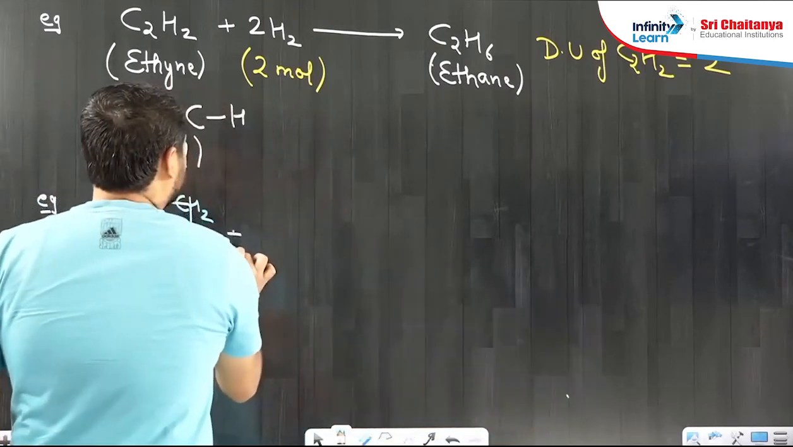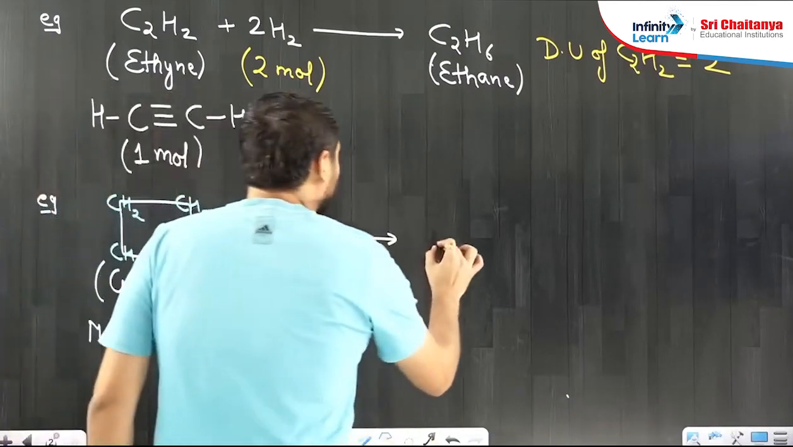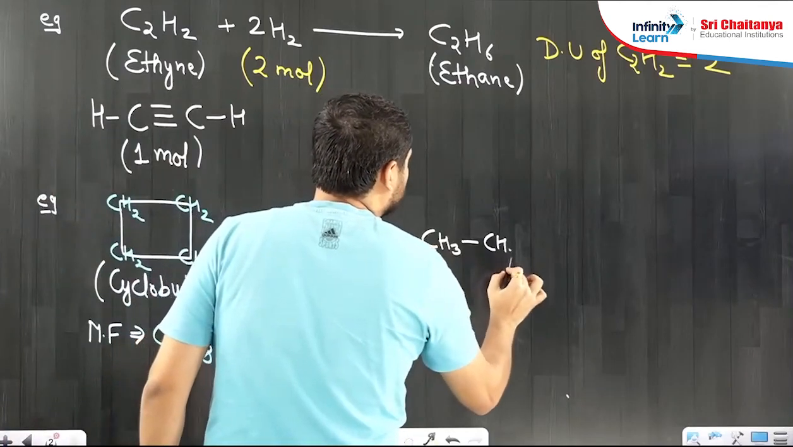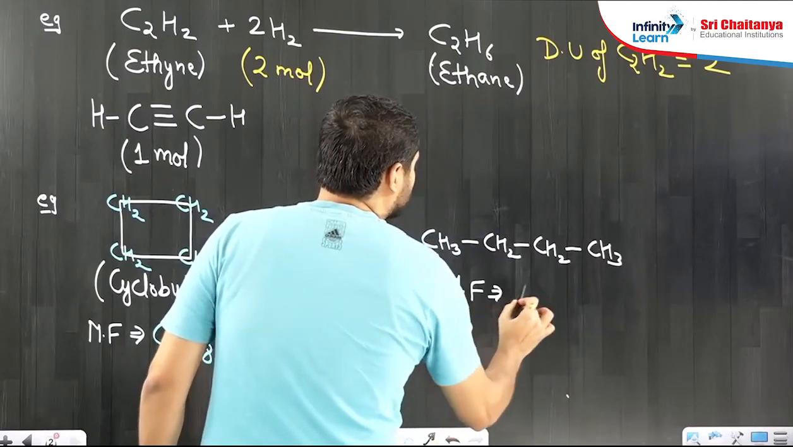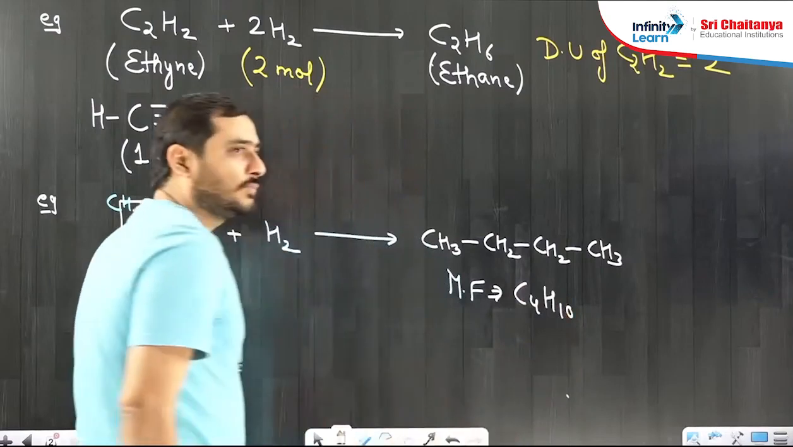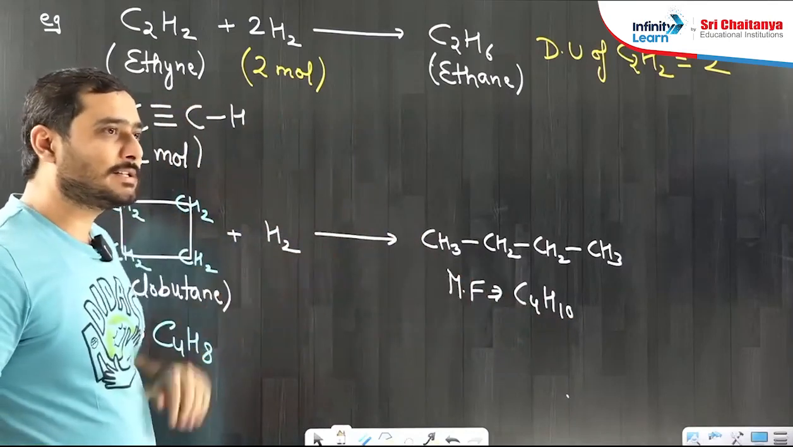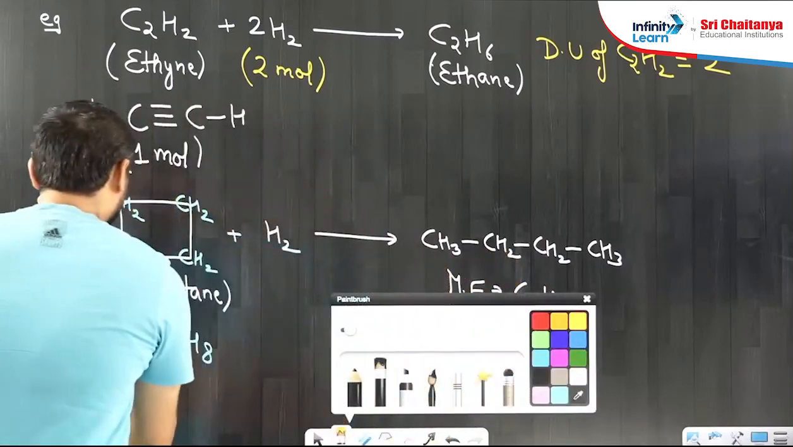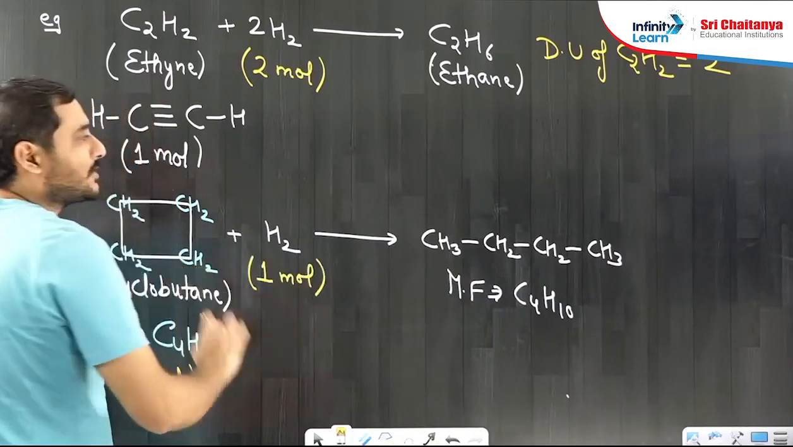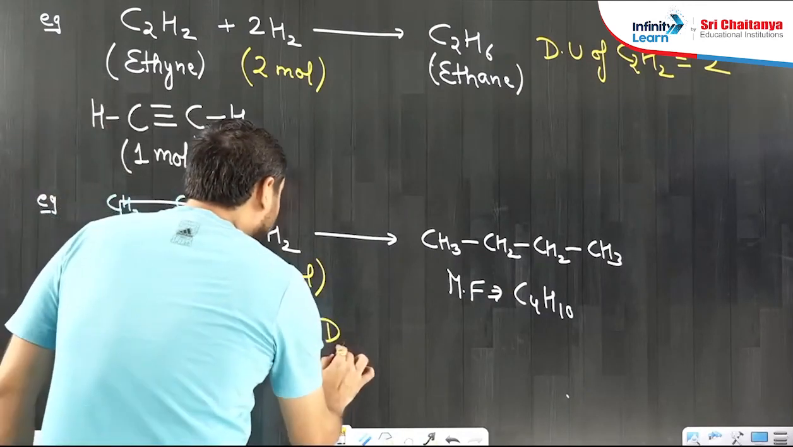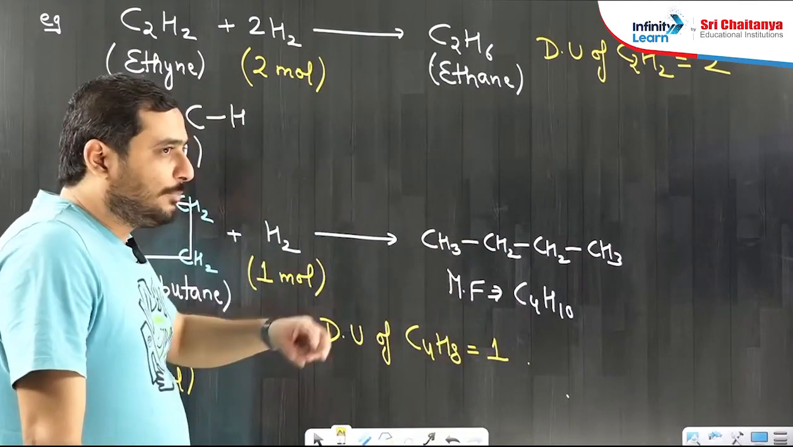Now, if we add hydrogen we convert this into an open chain compound. The open chain compound of cyclobutane will be butane. How to write the structure? CH3, CH2, CH2, CH3. And the molecular formula for butane is C4H10. So C4H8 plus H2 gives C4H10. The reaction is already balanced. How many moles of hydrogen are required? If we take 1 mole of cyclobutane, then 1 mole of hydrogen is required. So the degree of unsaturation of C4H8 is 1.